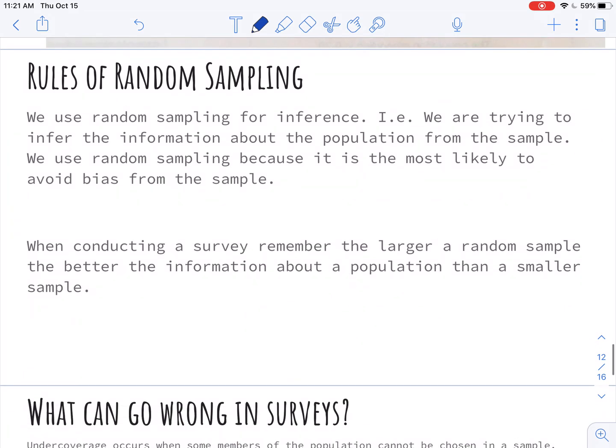All right, so rules of random sampling. We use random sampling for inference, i.e. we're trying to infer the information about the population from the sample. We use a random sample because it's more likely to avoid bias from the sample.